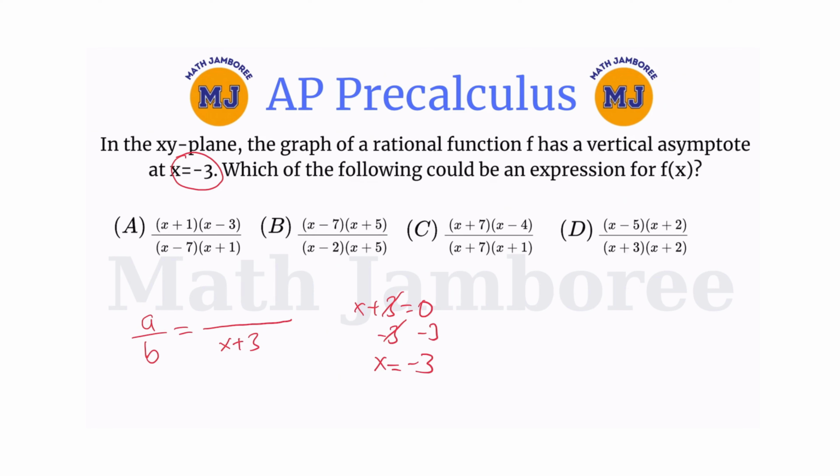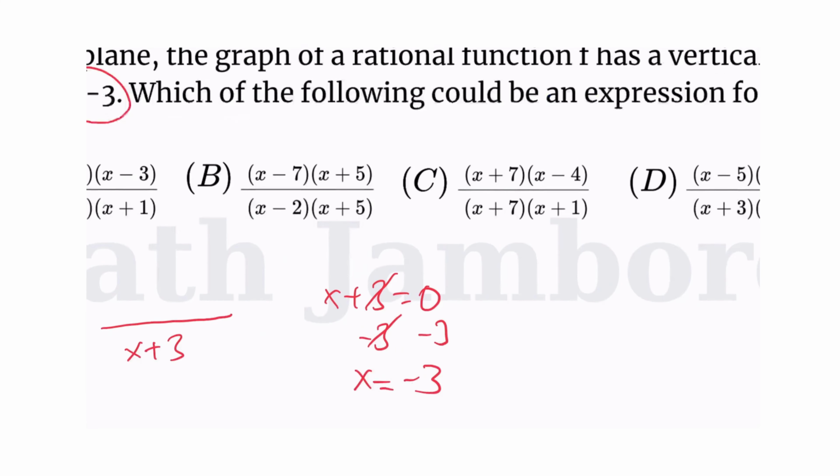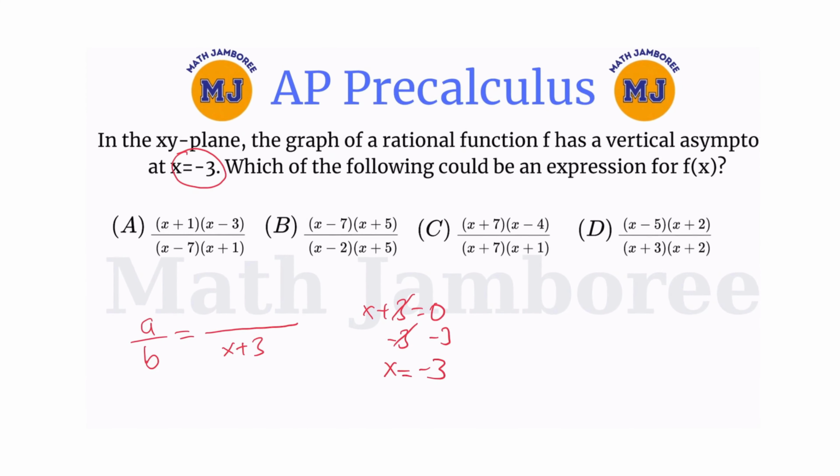So choice A, when you look at it, we don't have x plus 3 in here. Choice B, we don't have x plus 3. Choice C, we don't have x plus 3 either. But choice D, we have x plus 3 in here. These x plus 2's are canceling each other out. So finally this becomes x minus 5 over x plus 3. So the correct answer is choice D for this specific question.